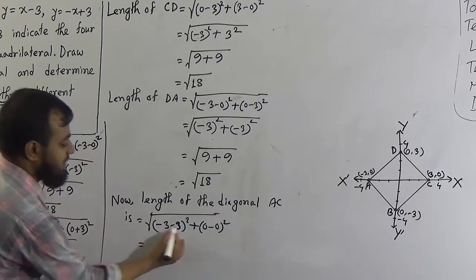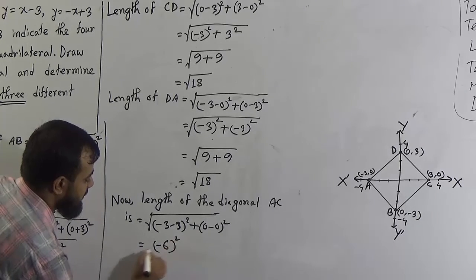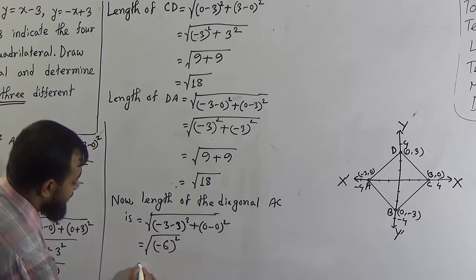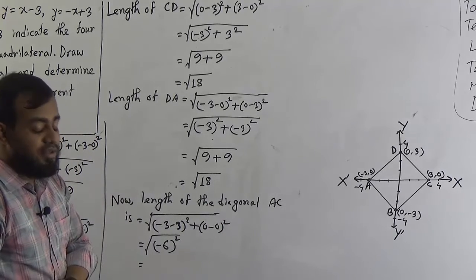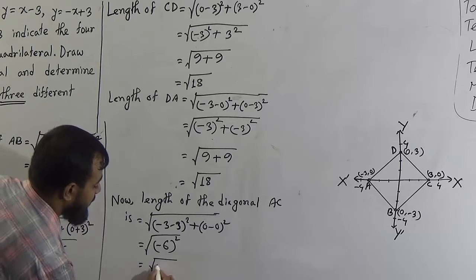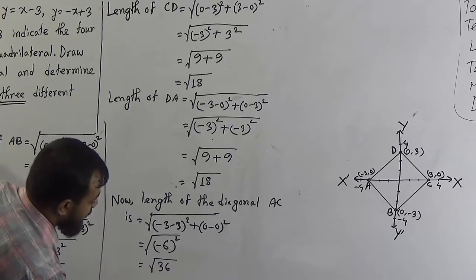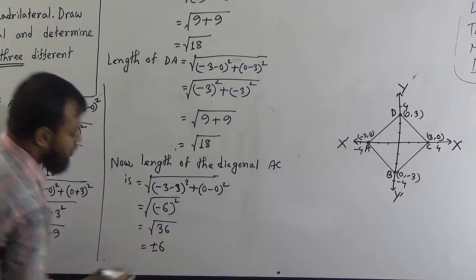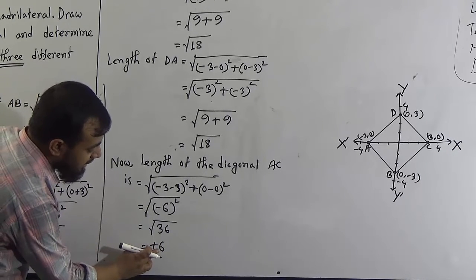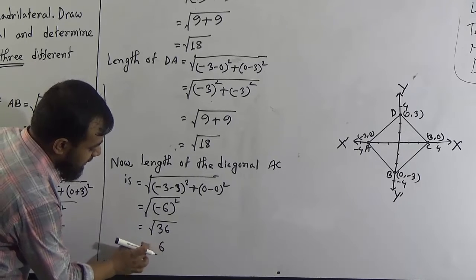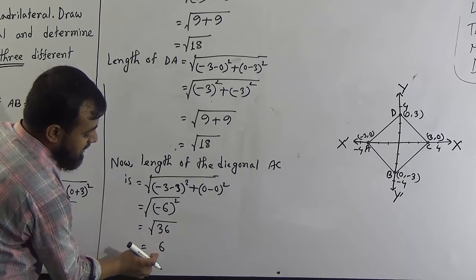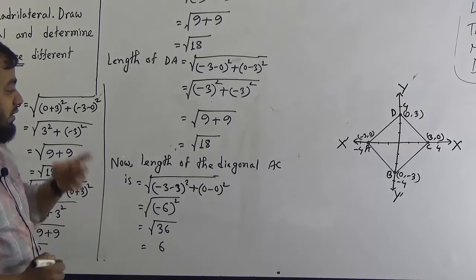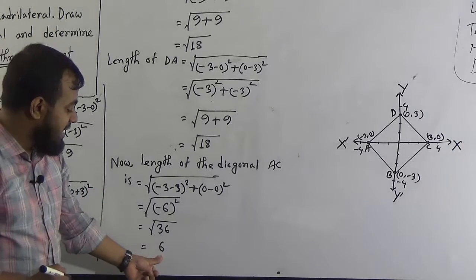It will be how much? Minus 3 minus 3 means minus 6 whole square, and 0 minus 0 is 0, 0 square is 0, so it will be omitted. Now my students, minus 6 square means 36, square root of 36 is 6, okay. We can write plus minus 6, but here we write only 6 because length cannot be negative. So the length of the diagonal AC is 6, okay.